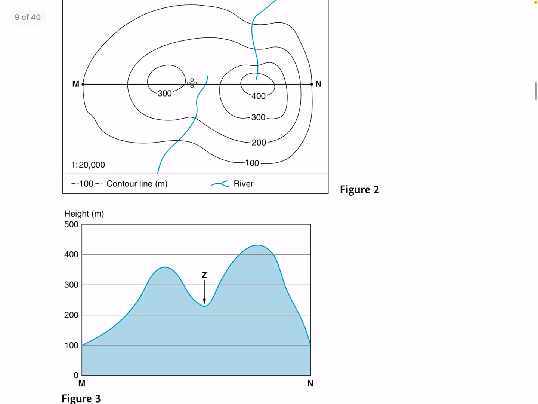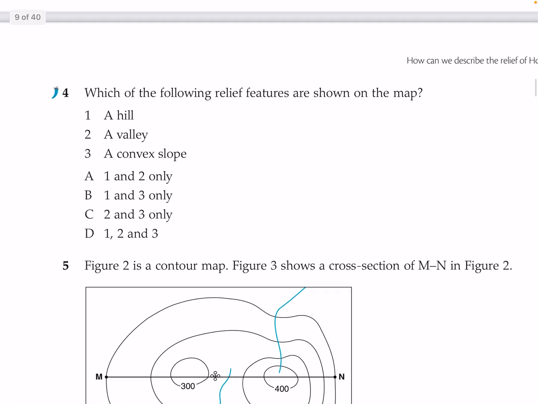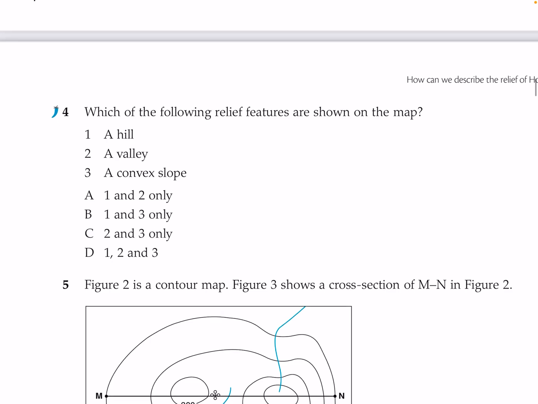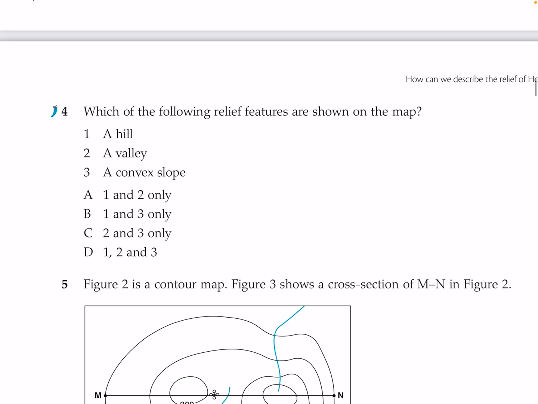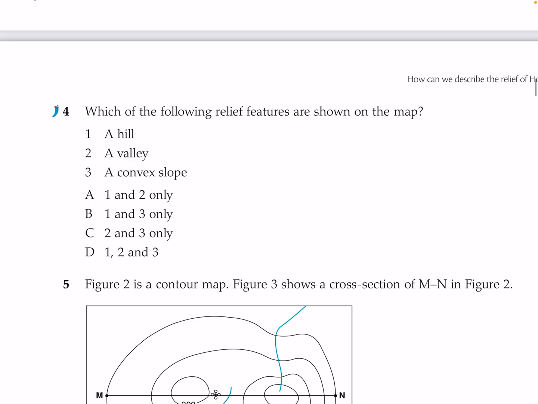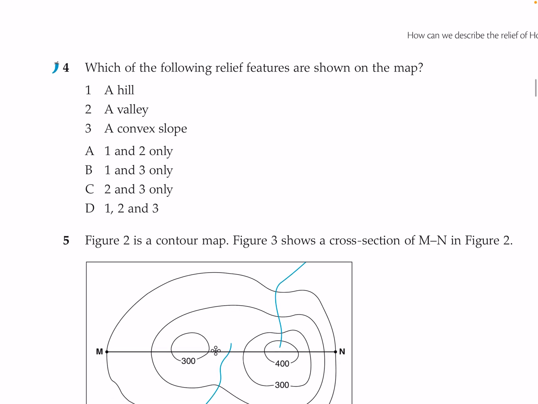A convex slope is first of all gentle, and then finally steep. So accordingly, 1 and 3. The valley is virtually not existing. So 1 and 3.